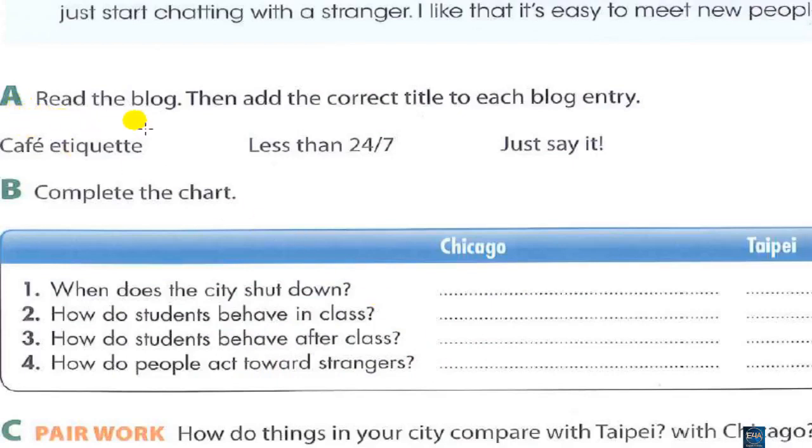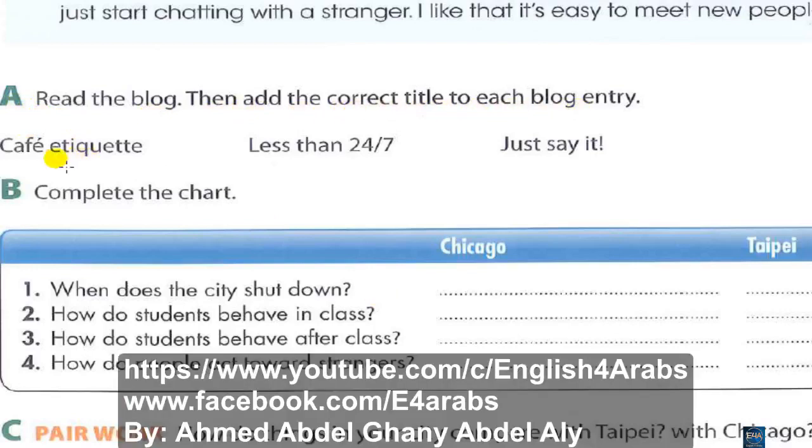A. Read the blog, then add the correct title to each blog entry. Cafe etiquette, American etiquette, British etiquette. So this could be, of course, the third paragraph, this is number three. Less than 24/7, which means the shops are open 24 hours, 7 days, around the clock. Of course, this is paragraph number one.